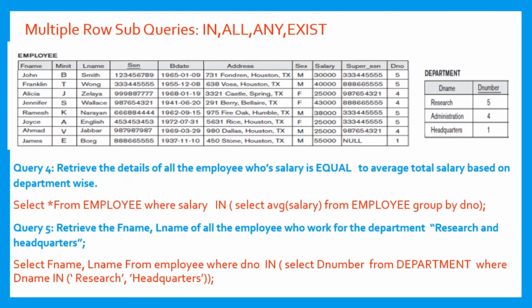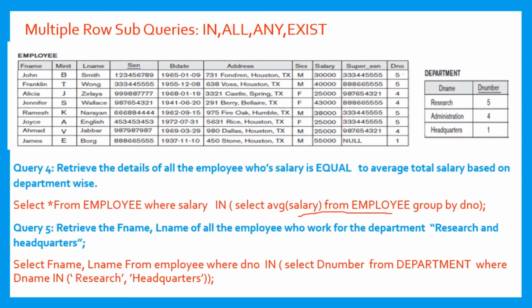Let us see an example. Retrieve the details of all the employees whose salary is equal to the average salary based on the department wise. For that, the query is written as: select star from employee where salary in (select average salary from employee group by department number). The innermost query is going to find out the average salary of each department by using group by department number.